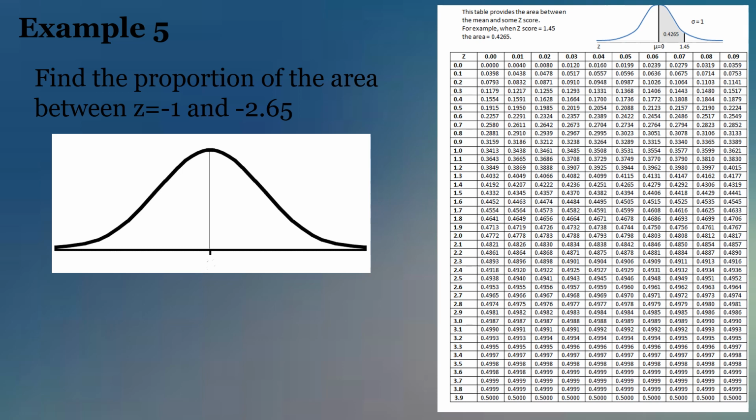Okay, so another example, find the proportion of the area between -1 and -2.65. Okay, so parehong negative. So, ibig sabihin, nandun siya sa left side ng ating normal distribution. So, i-plot muna natin yan. Okay, so let's say nandito si -1. Then, nandito naman si -2.65. Okay, so yung hinahanap na area is yung nandito. Pagitan daw ni -1 at -2.65.